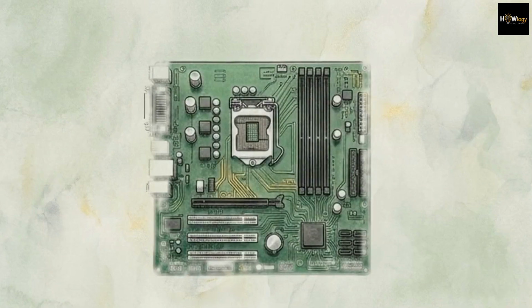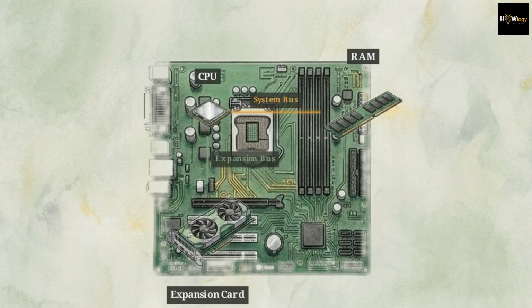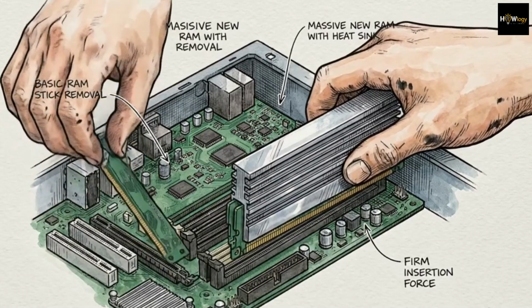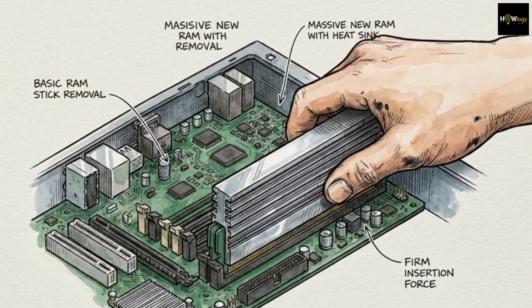Once you map the pathways inside the system unit, you stop guessing why a computer is slow. You look inside, find the bottleneck, and upgrade exactly what is holding the assembly line back.